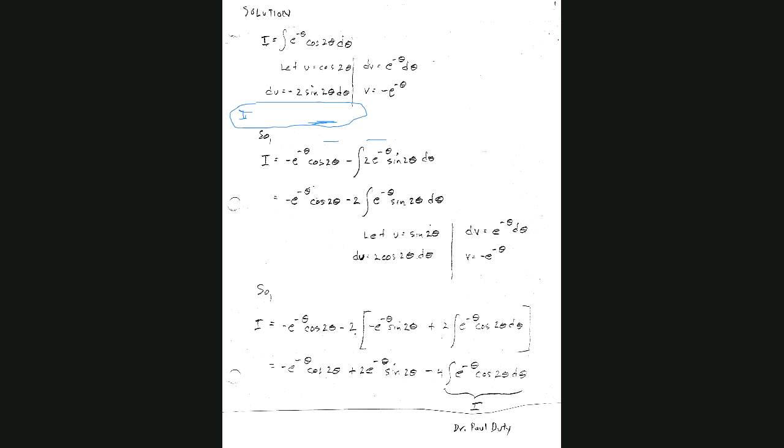Okay, and so here we are. And look what happened. When I did the integration by parts again, I started with this. This is my original integral. I did integration by parts again, and I got the original integral back.